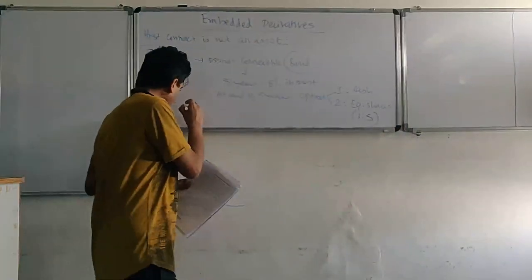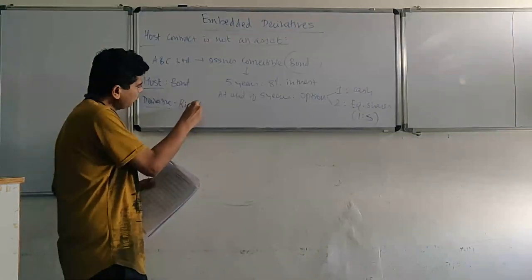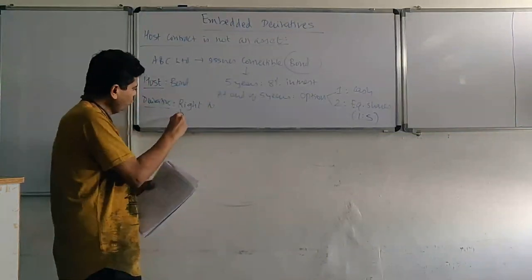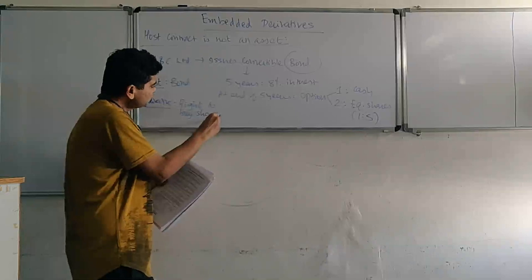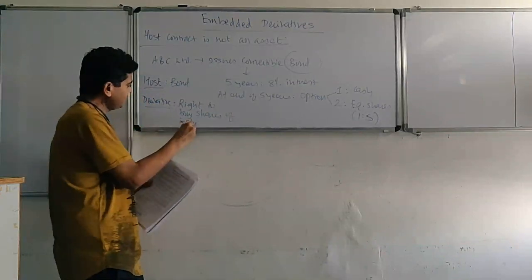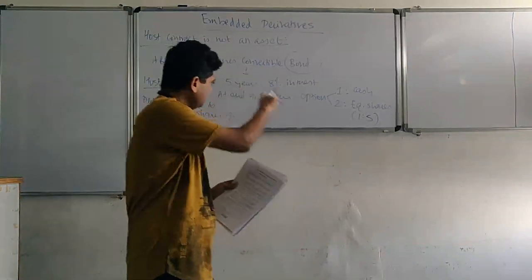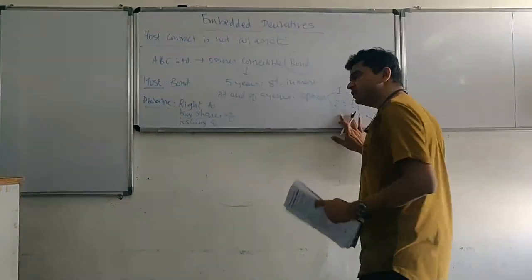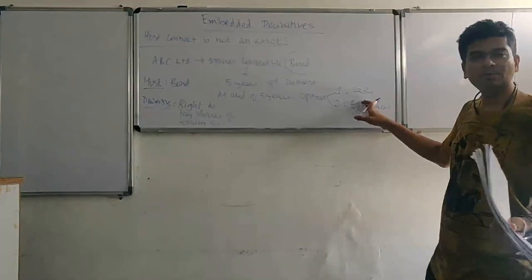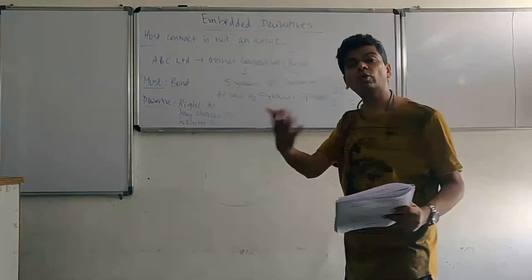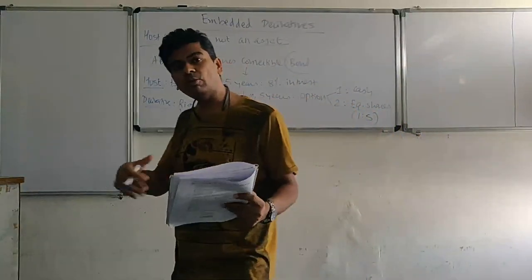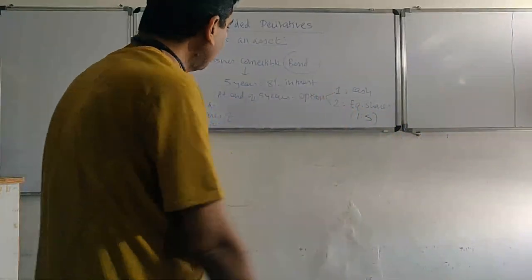So the derivative over here, seeing it from the investor's viewpoint, is the right to buy shares of the issuing company. This company has issued the bonds. After 5 years, you have a right as an investor. You may demand cash, no problem, but you can also convert it into equity shares. So you have a right to buy shares. This is what we have over here.